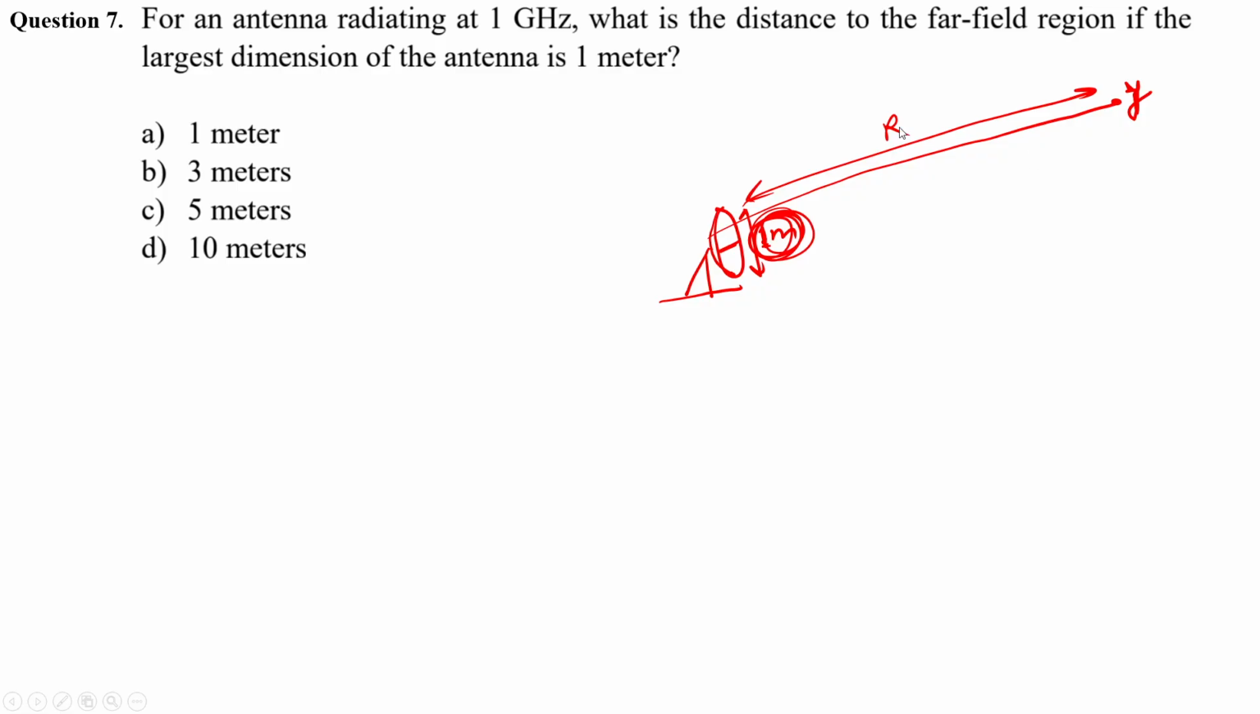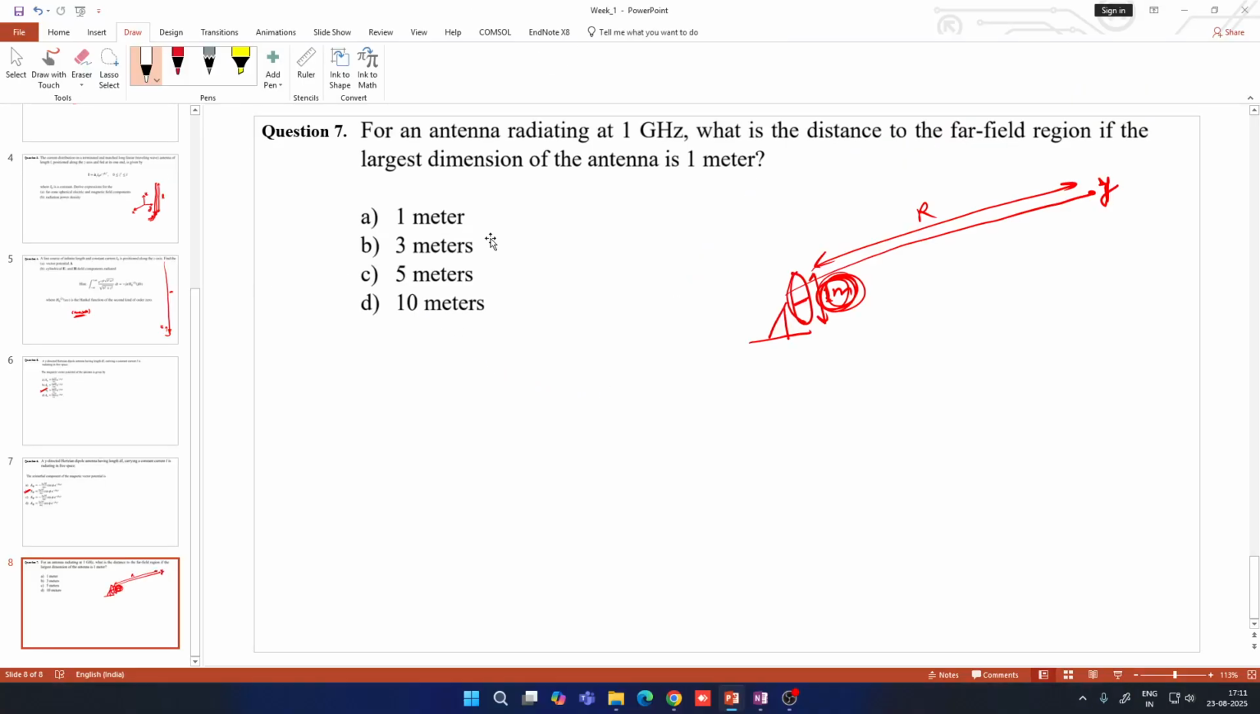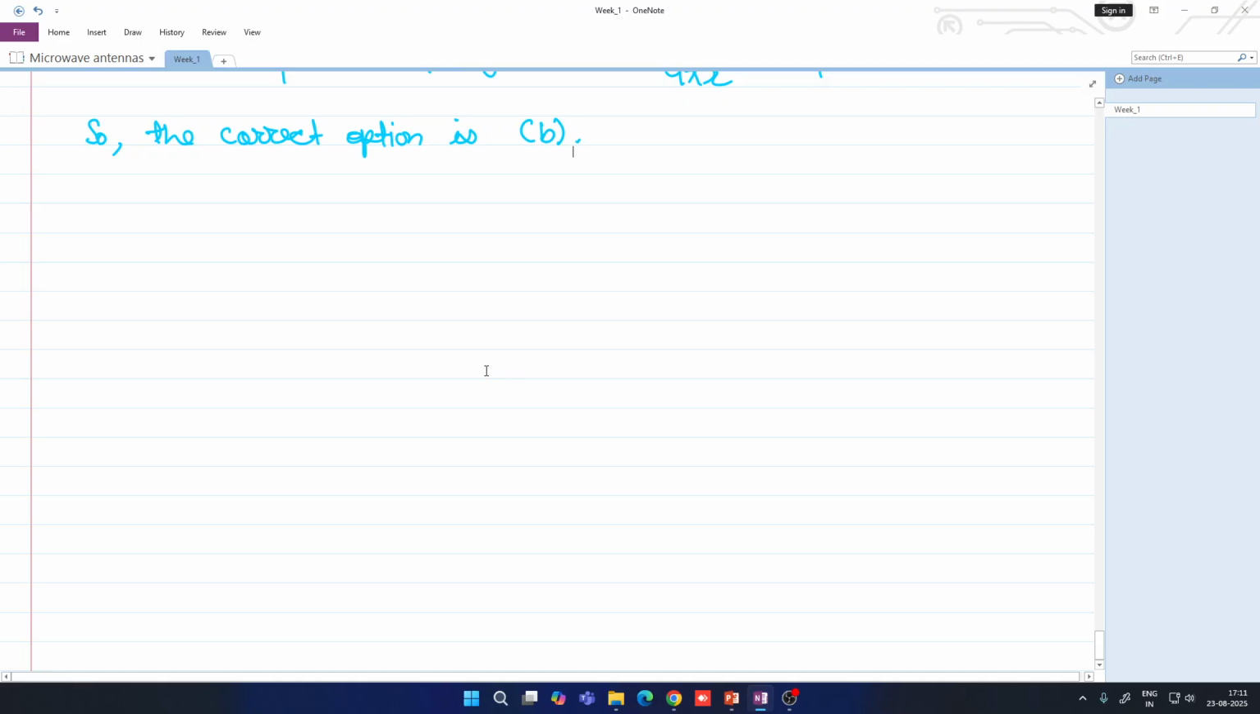So now we have to calculate the distance to the far field region if the largest dimension of the antenna is 1 meter. 4 options are given, and we have to select the one which lies in the far field region for this antenna. Out of these 4, maybe this is not the starting far field distance. It has to be more than that if it is not exactly the same. So now we will solve question number 7.